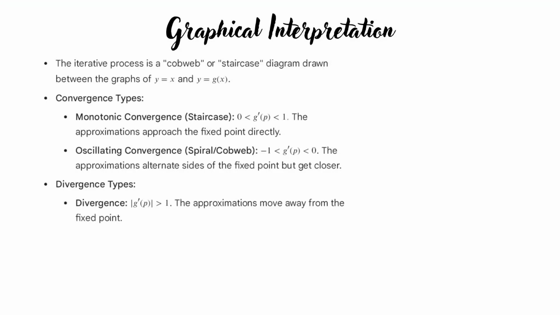Oscillating convergence, spiral or cobweb: -1 < g'(p) < 0. The approximations alternate sides of the fixed point but get closer. Divergence types. Absolute value of g'(p) is greater than 1. The approximations move away from the fixed point.